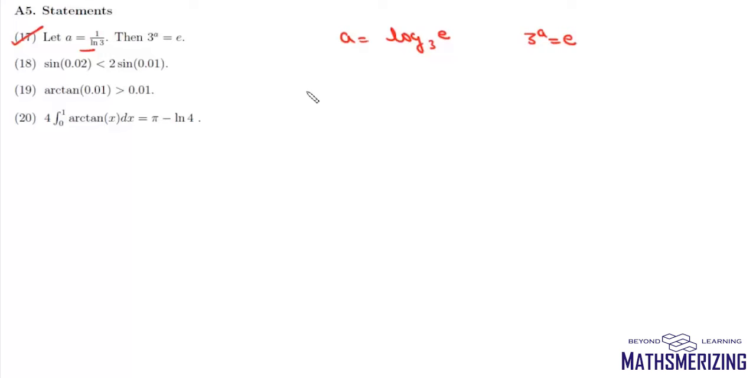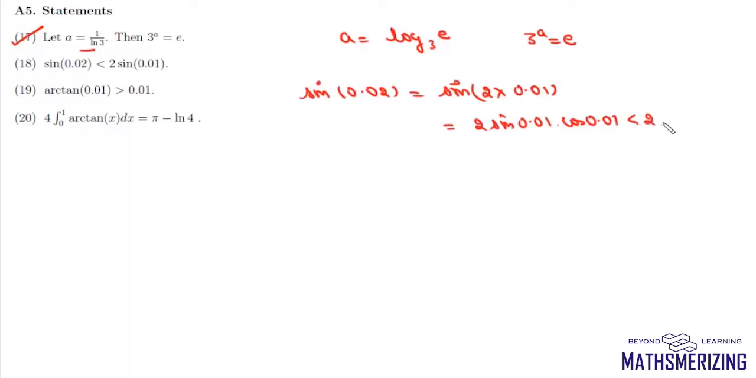Now if we look at statement 18, we can write this sine 0.02 as sine of 2 into 0.01. Now sine 2 theta is 2 sine 0.01 into cos 0.01. Now cos 0.01 is less than 1, so it will be less than 2 sine 0.01. That means statement 18 is also correct.